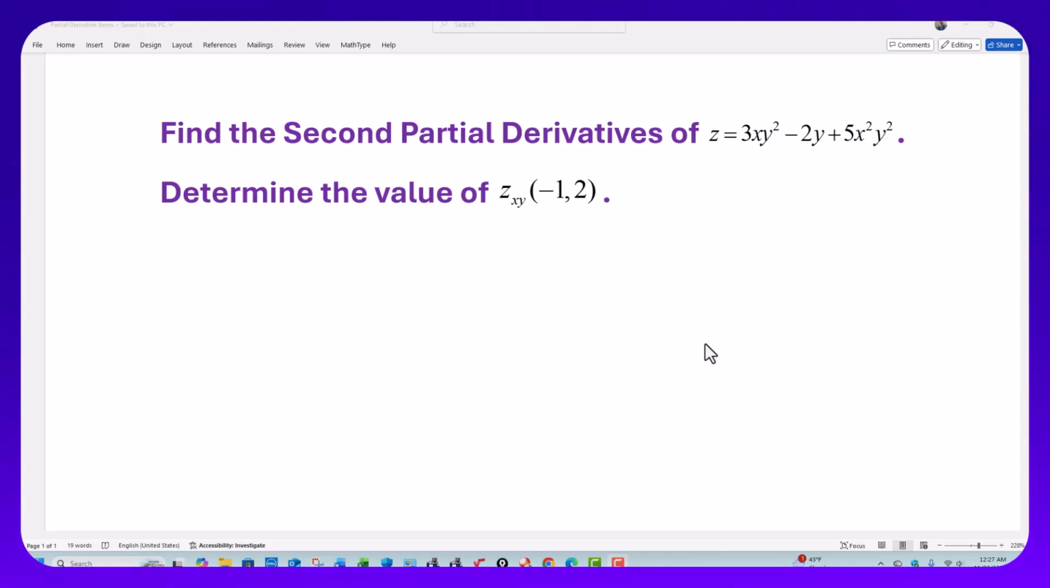So here's the problem for this video. You're supposed to find the second partial derivatives of the expression z equals 3xy squared minus 2y plus 5x squared y squared, and then determine the value of the mixed partial here, z sub xy, evaluated at (-1, 2).